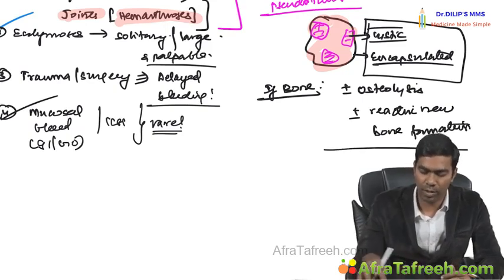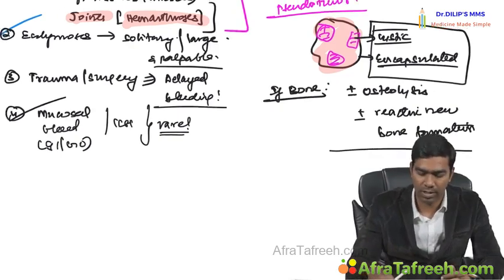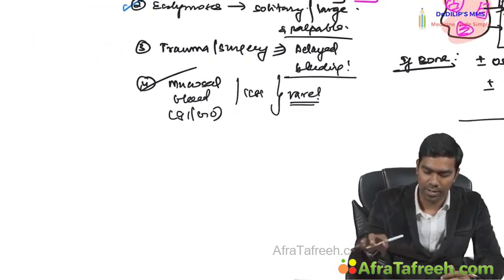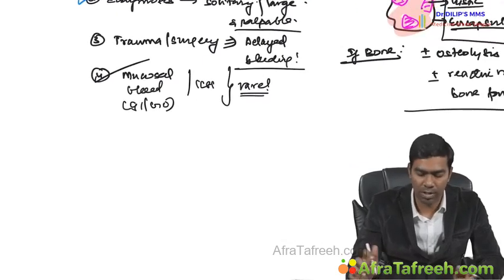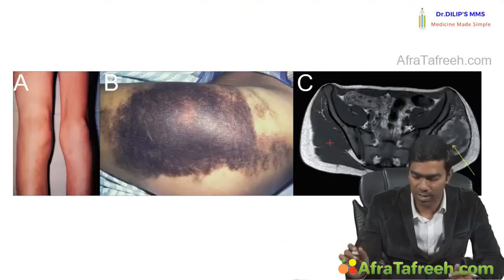So these are the things that you are going to get. So this is what we refer to as something called a hemophilic pseudotumor. So let us see an image here.